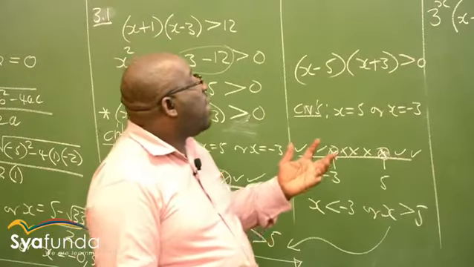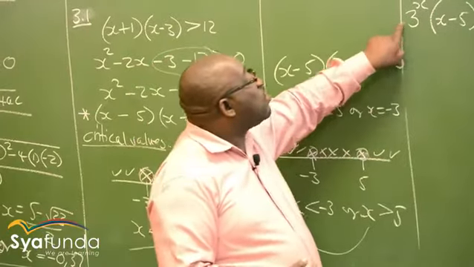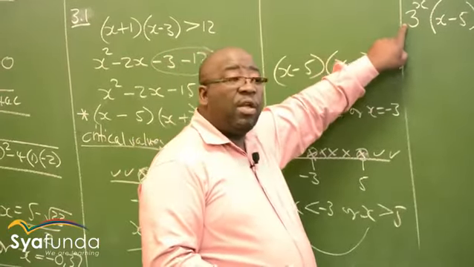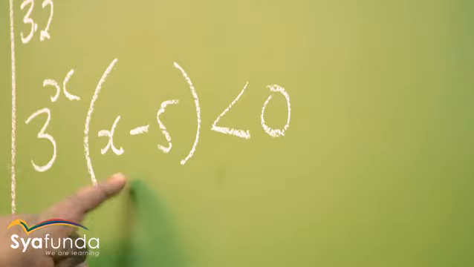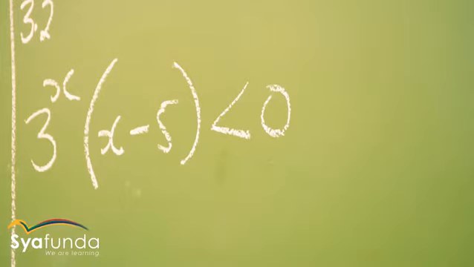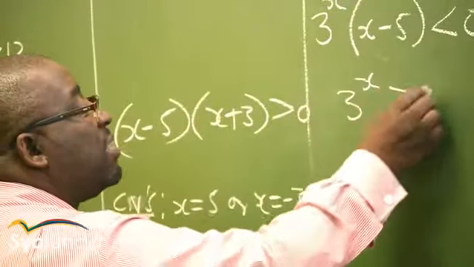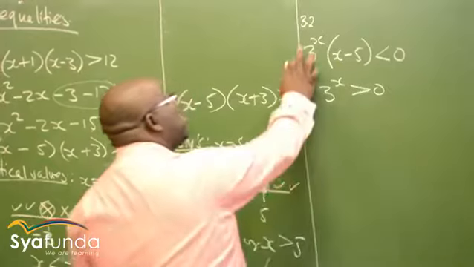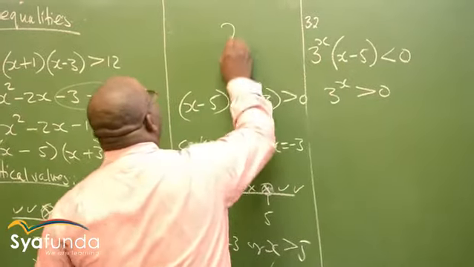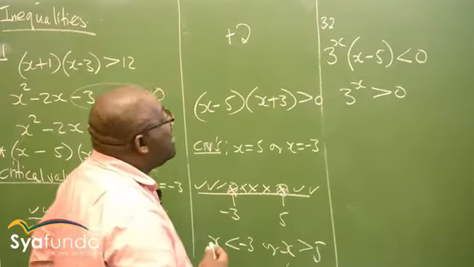Fortunately for us, this is about 2 marks in the exam. We can see that this one is positive. So if this is positive, this one should definitely be negative, so that positive times negative will give me less than 0, which is negative. We are saying 3 to the power x is positive. We can see that it is positive because there's no sign here. If I've got a number, say 2, and there's no sign, I must know that it is positive.